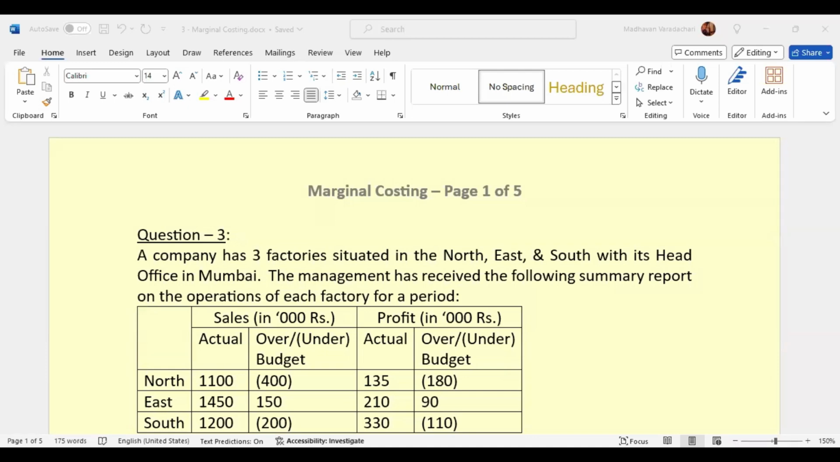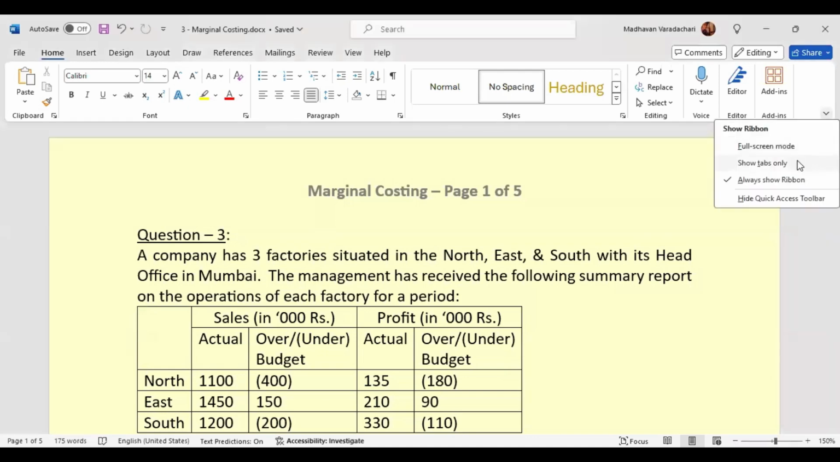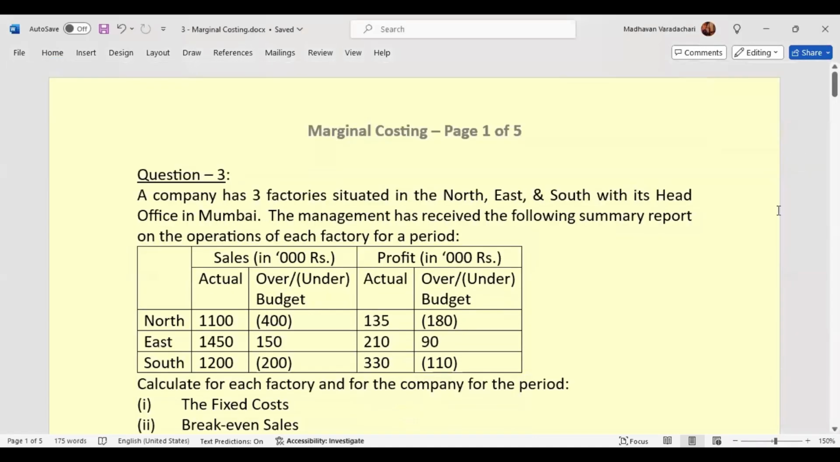Hello everyone. This is in continuation to our topic marginal costing. This is the third part. Question 3. A company has 3 factories situated in the north, east and south with its head office in Mumbai. The management has received the following summary report on the operations of each factory for a period.